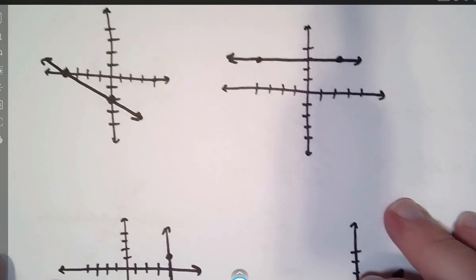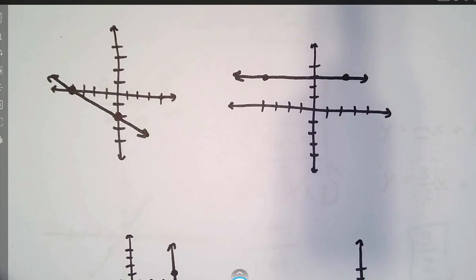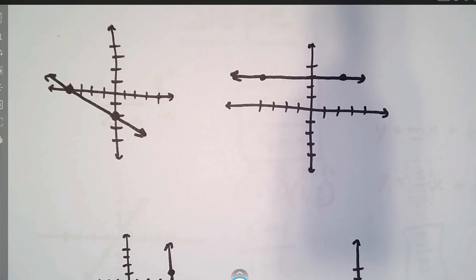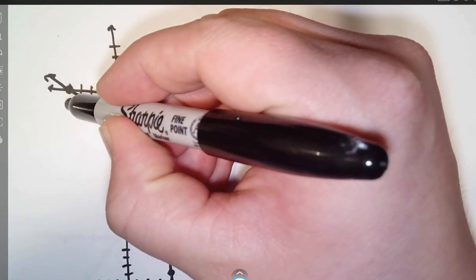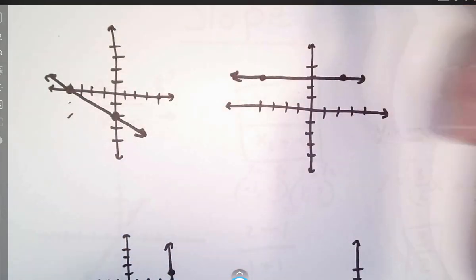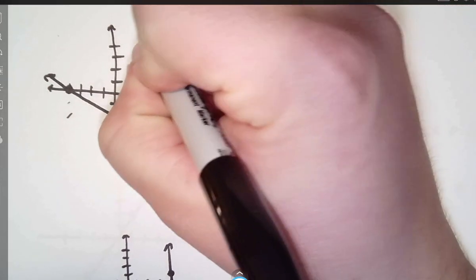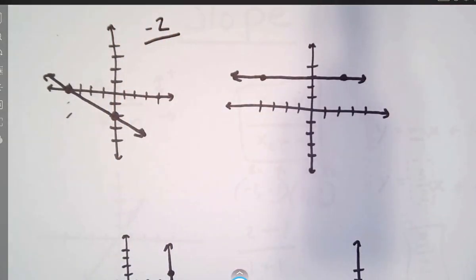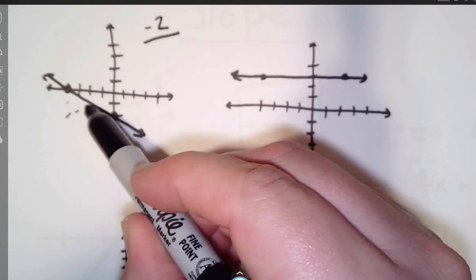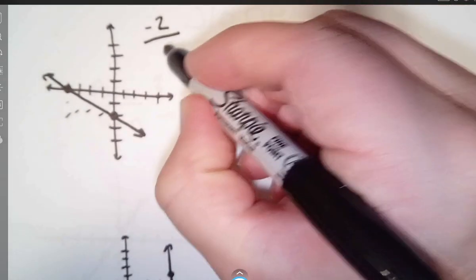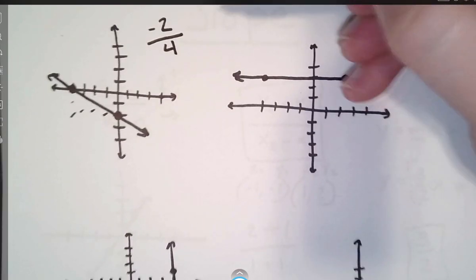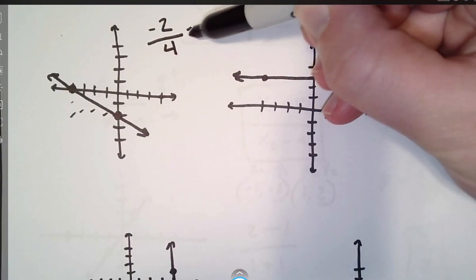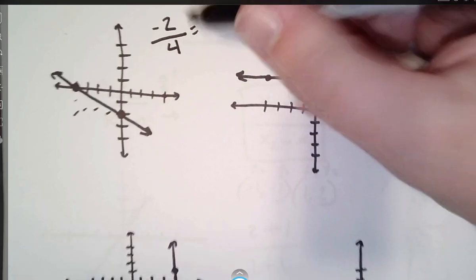All right, so we're going to do some examples on the graph first. So, on a graph, we always go left to right. We're going to go up and down first. Here we got to go down 1, 2. Since we went down 2, we said that was negative. I'm just going to write that down, -2. And then we go right 1, 2, 3, 4. -2 over 4. But I can simplify that. -2 over 4 is -1/2.